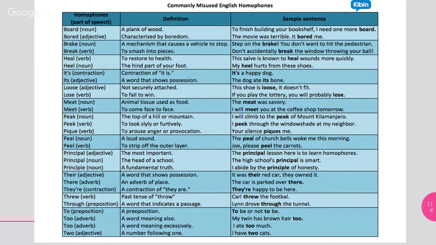Their, T-H-E-I-R, a word that shows possession. There, T-H-E-R-E, an adverb of place. They're, T-H-E-Y apostrophe R-E, a contraction of they are. Threw, past tense of throw. Through, T-H-R-O-U-G-H, indicates passage. To is a preposition. Too, T-O-O, is an adverb that also means also and excessively. Two, T-W-O, is the number 2.